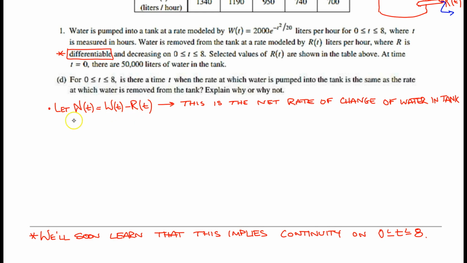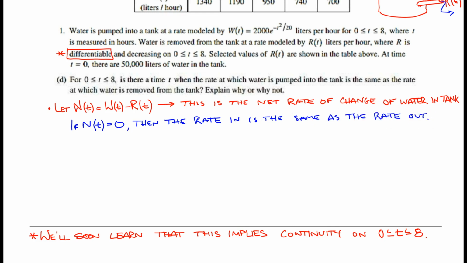Make a quick statement here. If this function n of t is equal to 0, then the rate in is the same as the rate out. And that's what we're trying to find out. Is there a time on the interval when the rate in is the same as the rate out? So if n of t equals 0, we can say yes, we do have a time when the rate in is equal to the rate out.